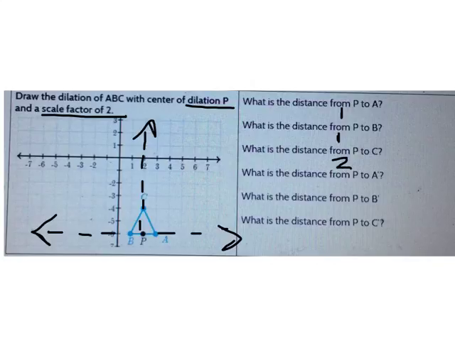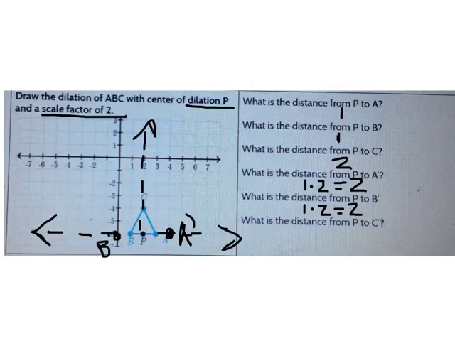What is the original distance from P to C? It's 2 units. So, when I dilate the figure, if the scale factor is 2, what will be the distance from P to A prime? Well, 1 times 2 is 2. I can draw A prime 2 units away from P. What will be the distance from P to B prime? 1 times 2 is 2. I can draw B prime 2 units away from P.